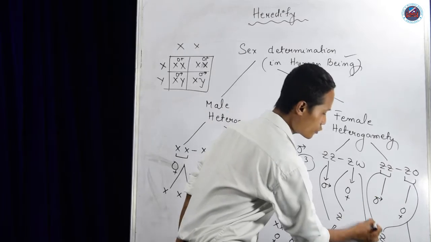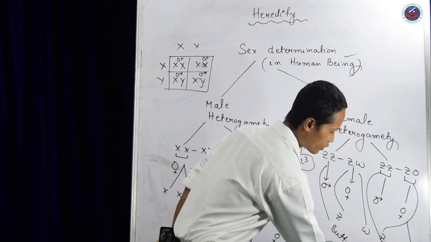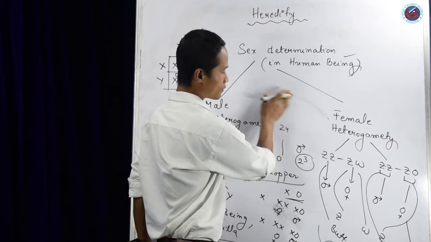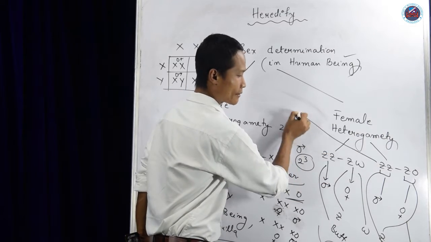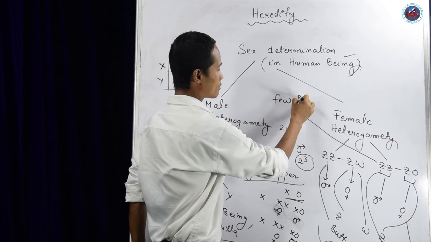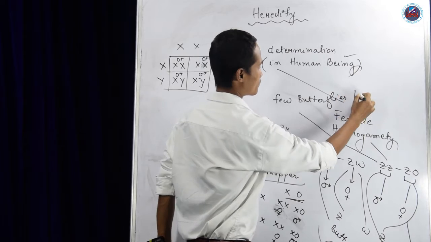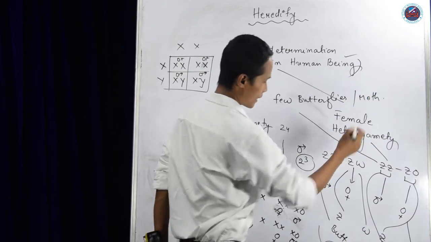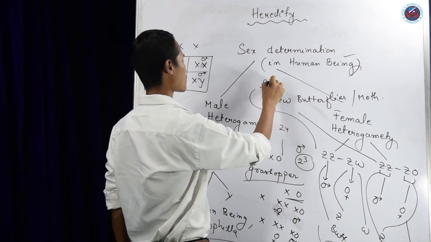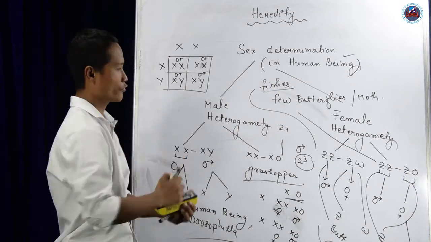And this is for few cases, you will find few numbers of butterflies, male heterogeneity. This is ZZ and ZO, few butterflies and moth. And for ZW, we can see in fish also. Okay, so these are the two types.